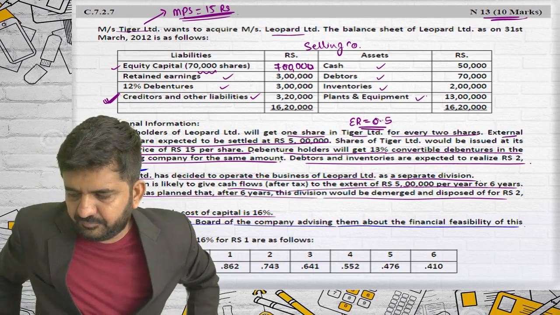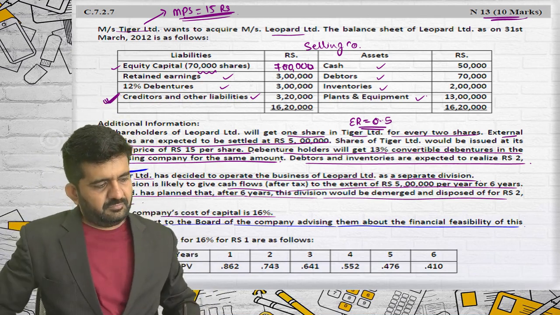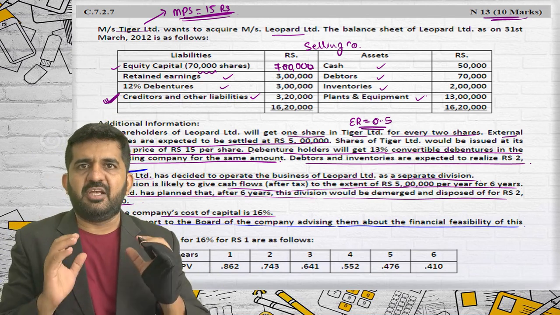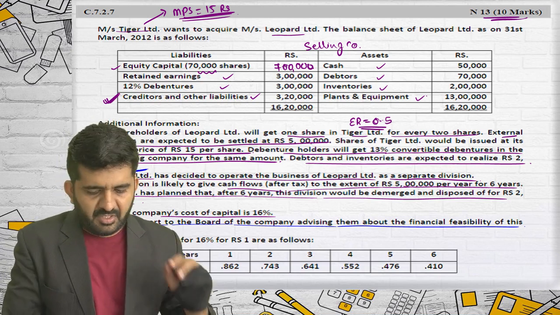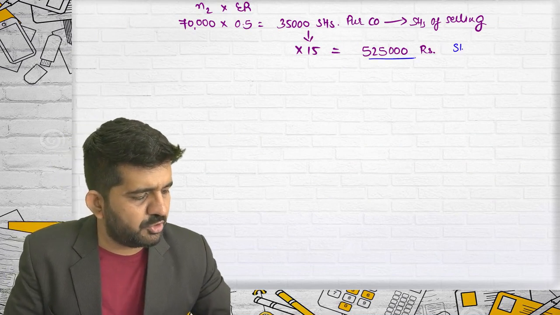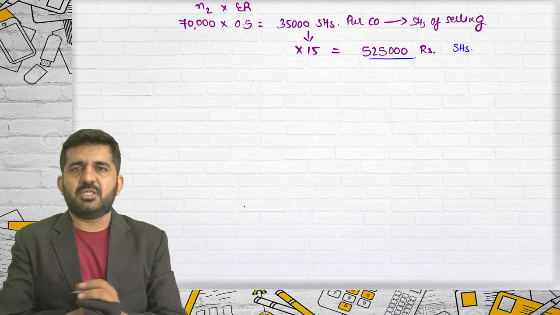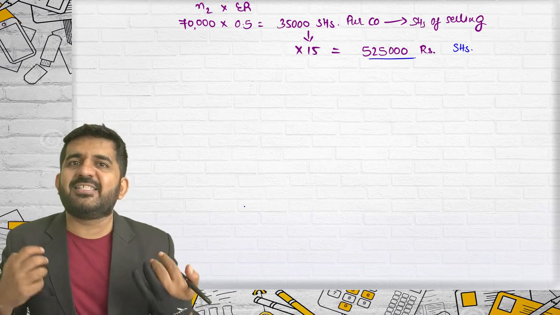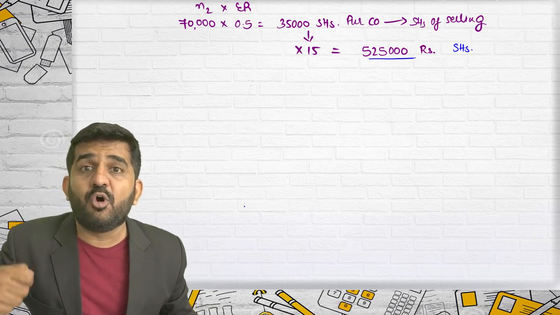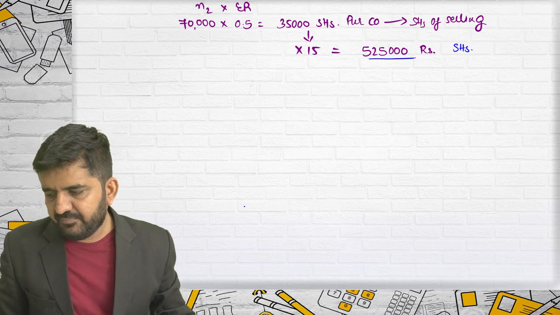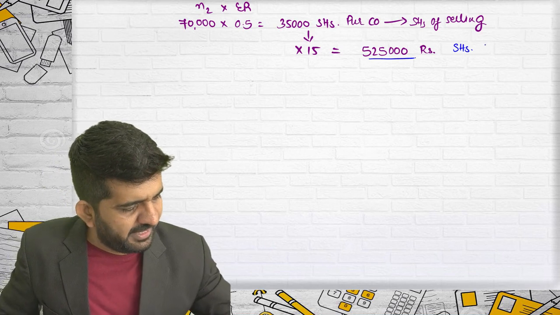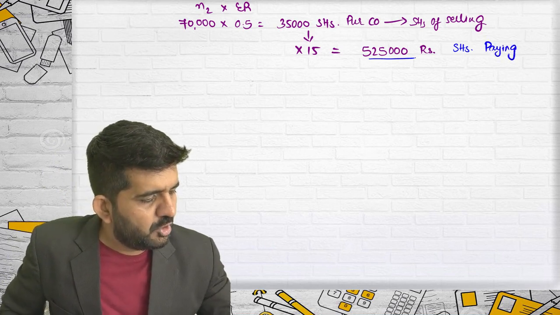Alright. Try to concentrate. Tiger Limited is a purchasing company, Leopard Limited is a selling company, whereby you will have to pay 5,25,000 rupees to shareholders. That's it. Now all assets and liabilities belong to you. How many more assets are you getting? Try to concentrate. This you will be paying. To whom will you be paying?